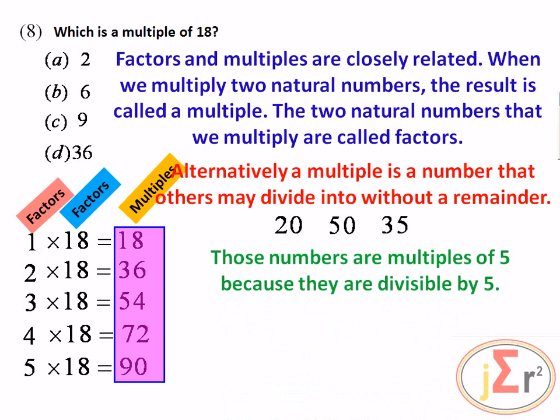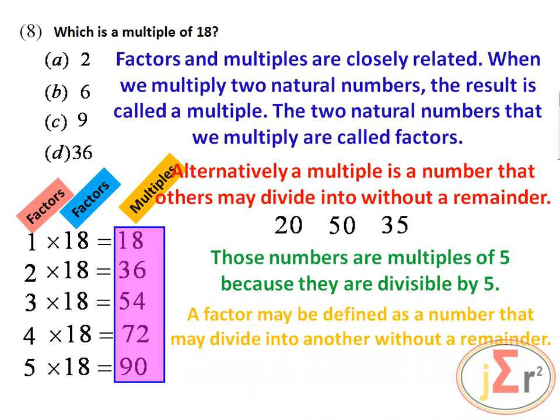And we say that they are divisible by 5. When something divides without a remainder, the word that we use is divisible. So those numbers will be divided by 5 without a remainder. Therefore, those numbers are divisible by 5. A factor may be defined as a number that may divide into another without a remainder.